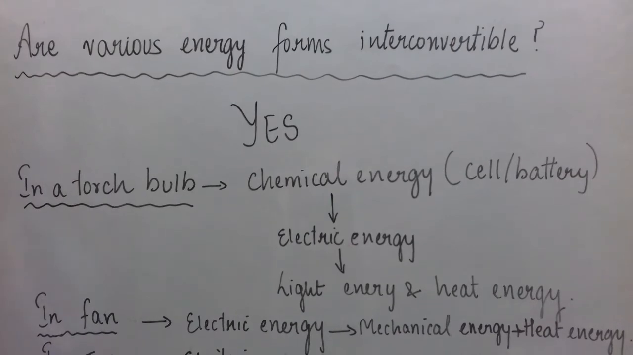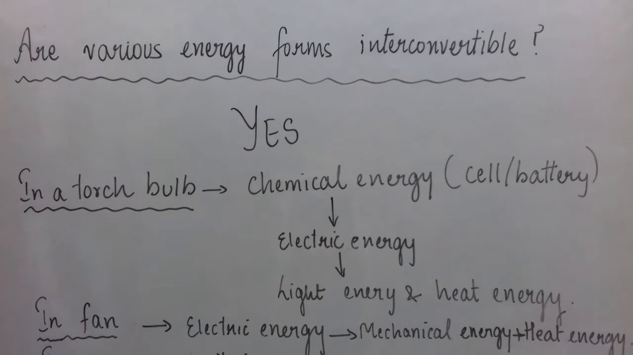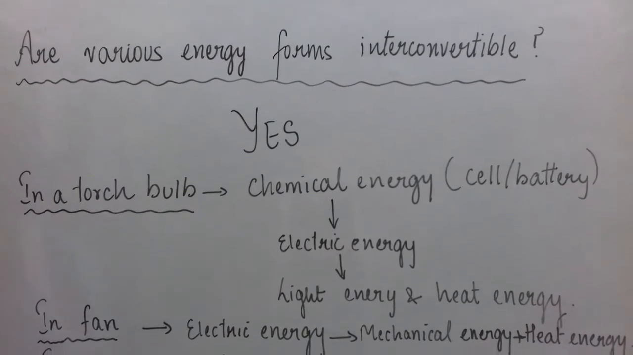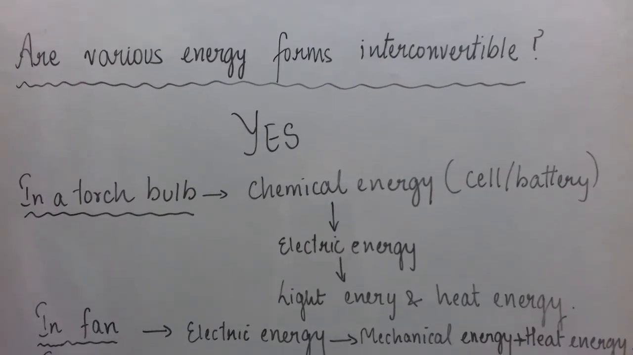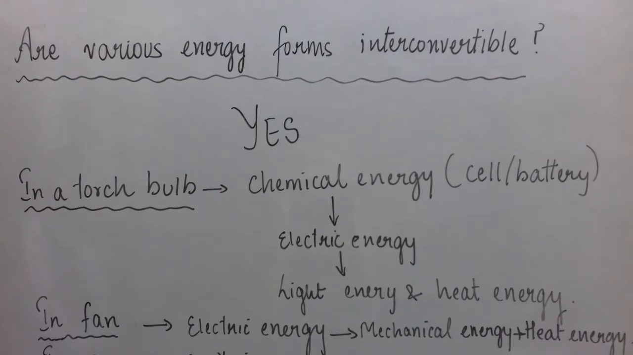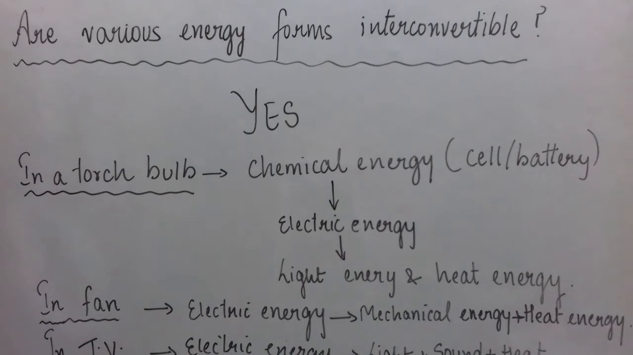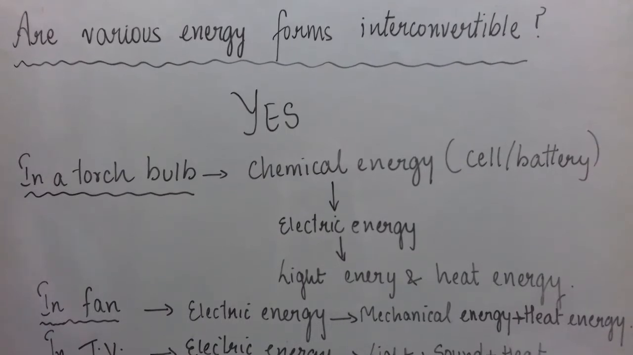Now we know that if no conversion of energy were possible, then life would not have been possible at all. Life is possible because energy can be converted from one form into another. And we are able to use that energy to do work, and hence survival on earth is only possible because of this conversion of energy.